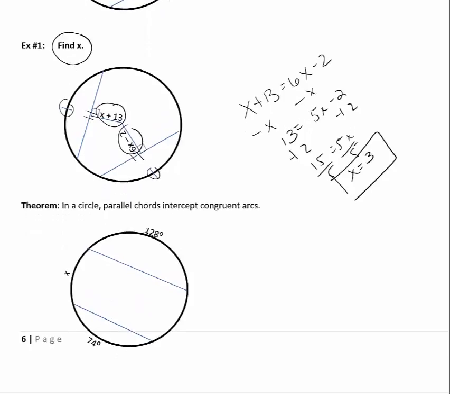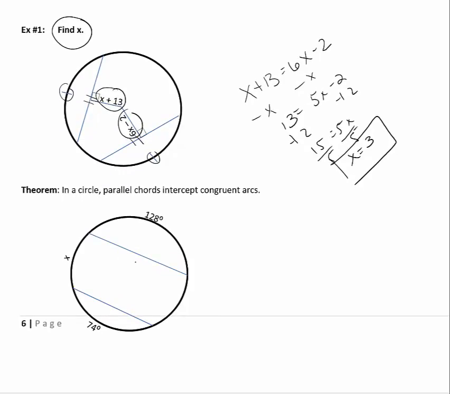And last but not least, just something that keeps on coming up. Most people get this correct even if they're guessing. If you've got parallel chords like this, doesn't necessarily mean that the arcs are the same. Notice one's 74, one's 28. But the way you enter the circle and the way you leave, these arcs would be the same. So 2 of them and the 128 and the 74 would equal 360.